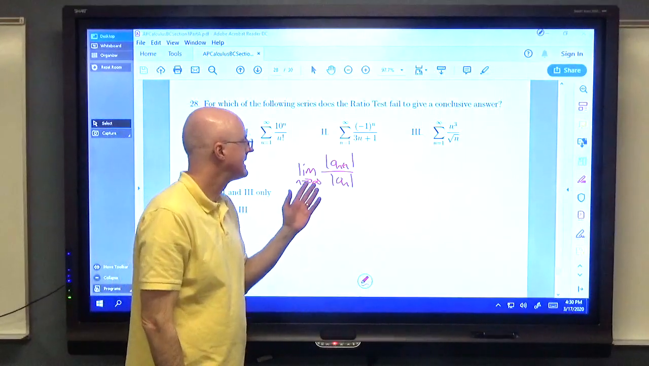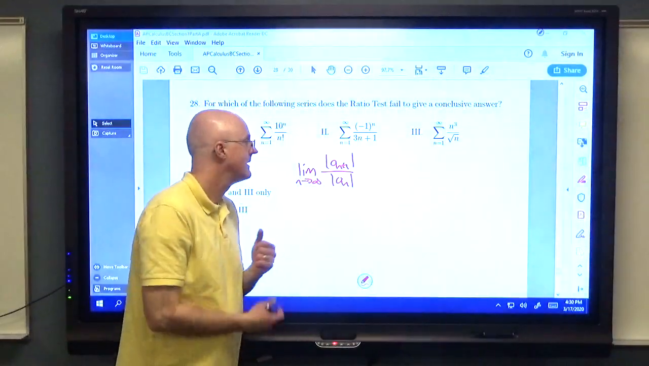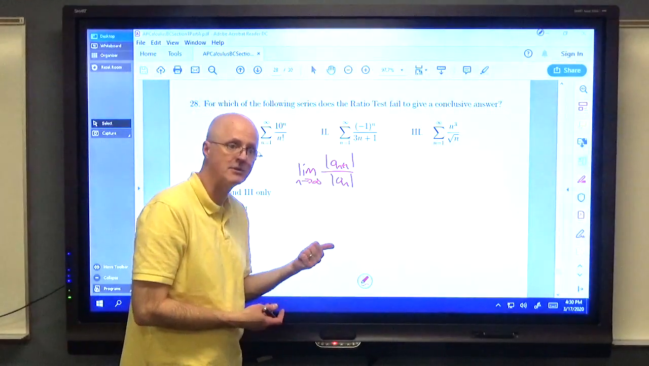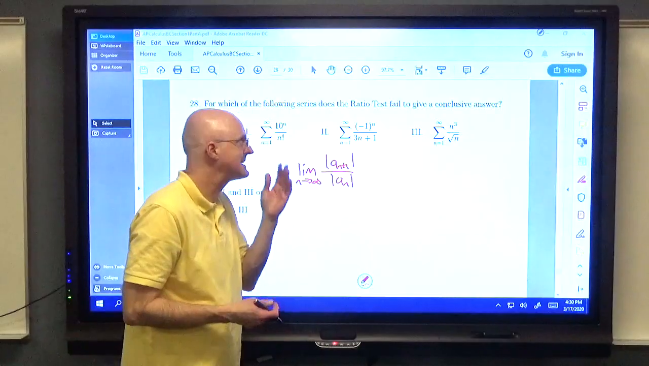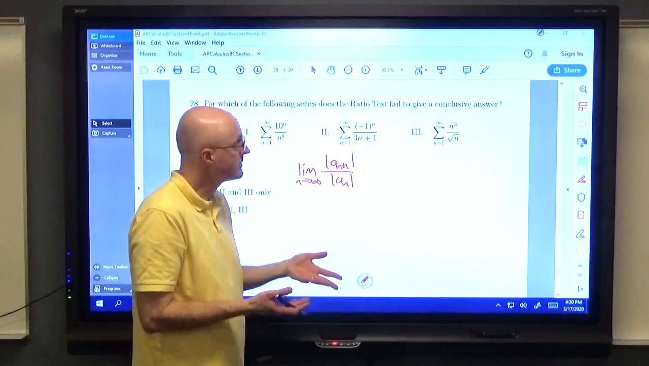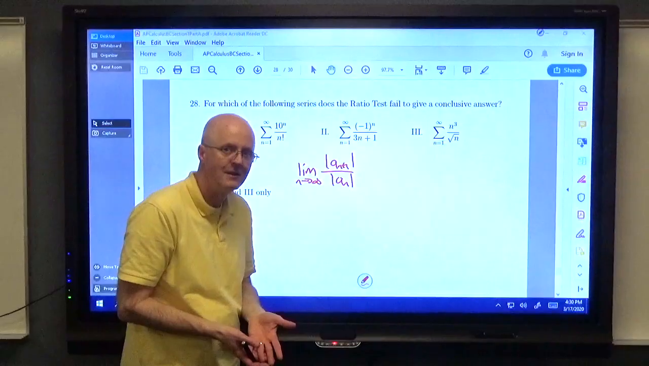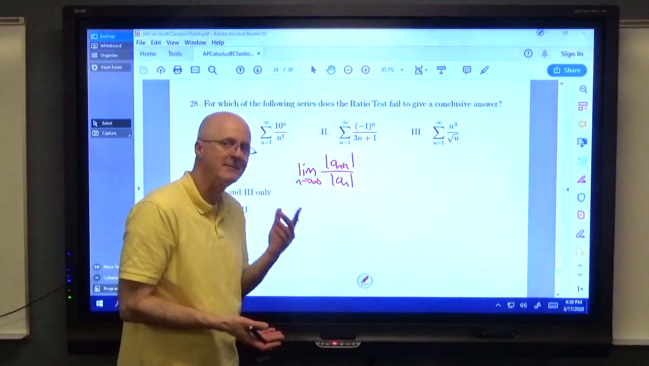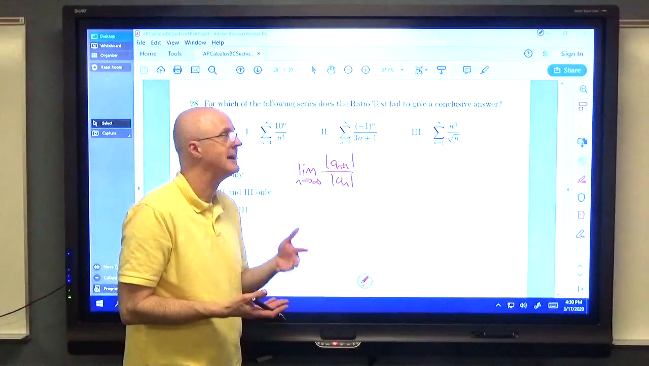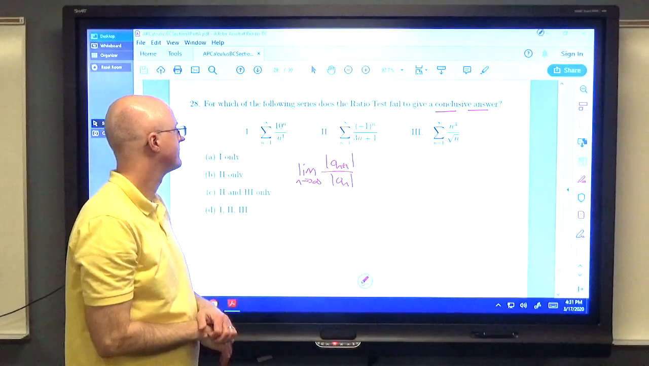We're wondering, not only does this limit exist, but is it less than 1 or bigger than 1? If it's less than 1, that'll mean the series converges. If it's bigger than 1, it'll mean the series diverges. And in both of those cases, the ratio test is giving a conclusive answer. The only possible way to get an inconclusive answer in simple examples like this is to get a limit equal to 1. Got that? So it's when this limit equals 1 that it gives an inconclusive answer. It gives a conclusive answer when it's either less than 1 or bigger than 1.